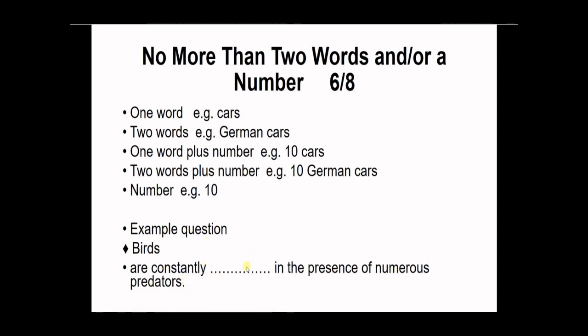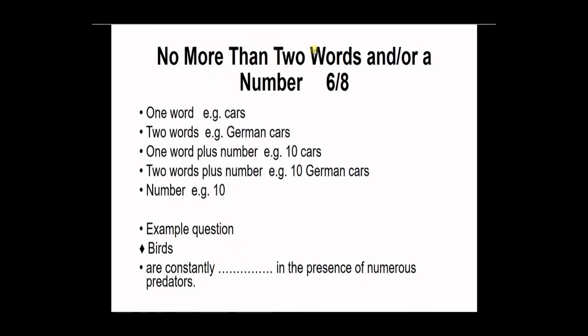For example, Swainson's thrush, also called... If you wrote on edge for this question, I'm glad to tell you that you are correct. So, birds are constantly on edge in the presence of numerous predators. So, on edge is 2 words, and we are to write no more than 2 words. So, in this case, we have obeyed our word limit, and you will get this question correct.